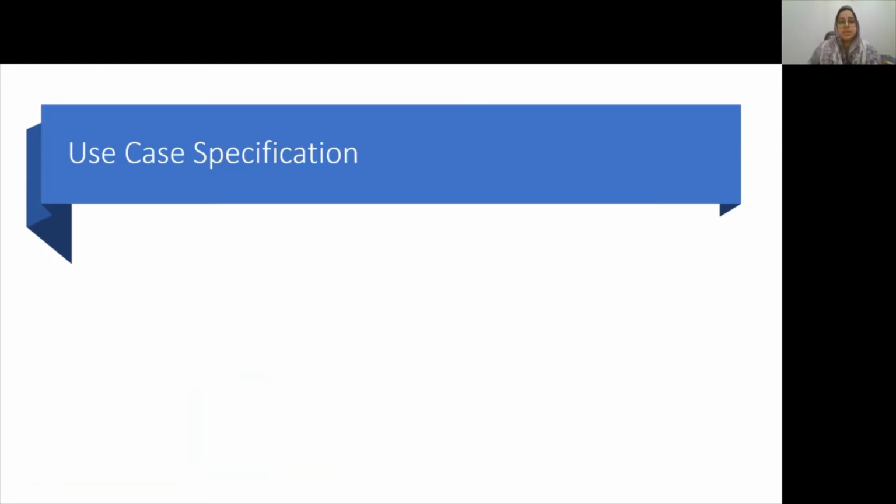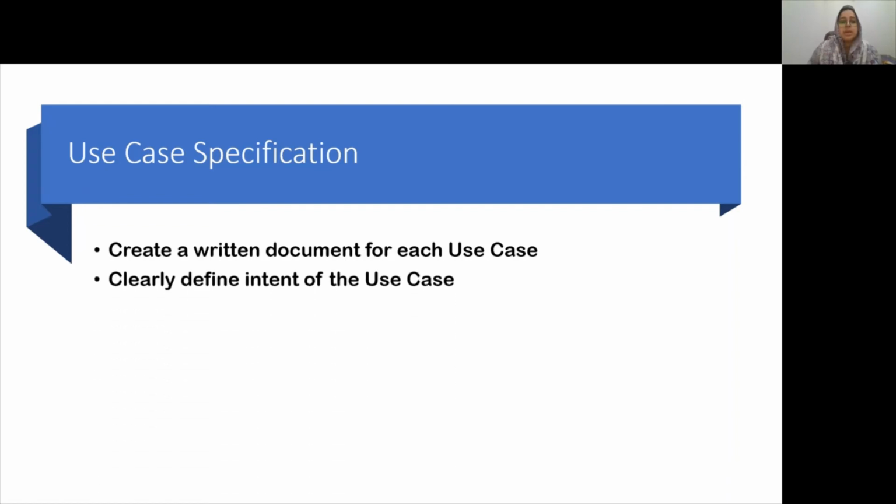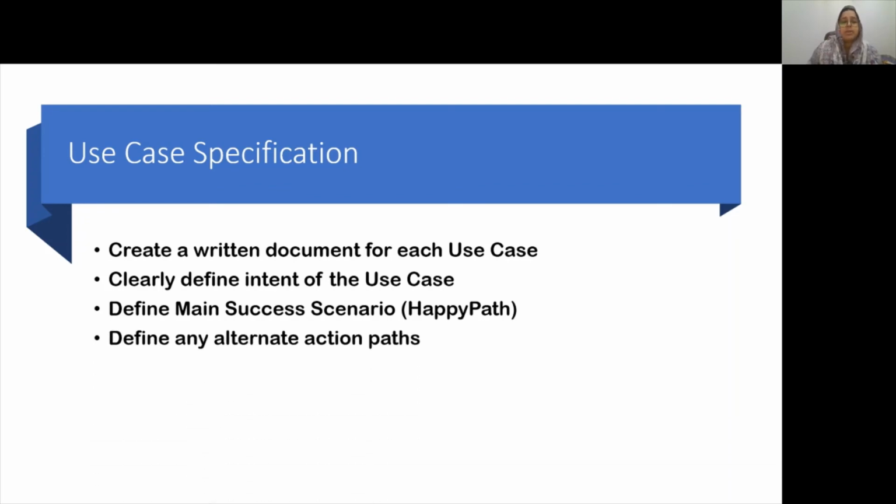Let's see a use case specification. A use case specification will show us how we can actually write a good use case by following some guidelines. So the very first guideline is create a written document for each use case. Then clearly define the intent of the use case, what the use case will be used for or what actions the user will be performing. Then define the main success scenario or the happy path of the system in which no exception will arise. Define any alternate action paths, such as exceptions or warnings or any other possible scenario.